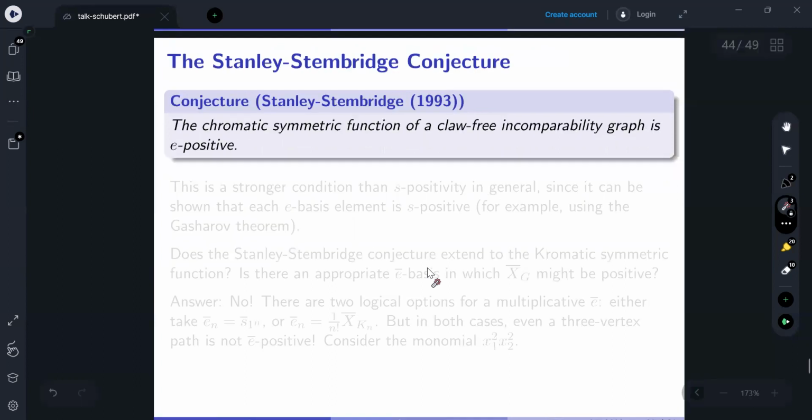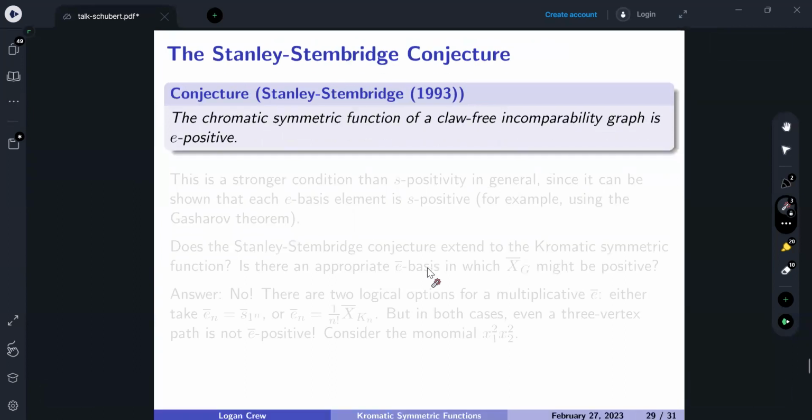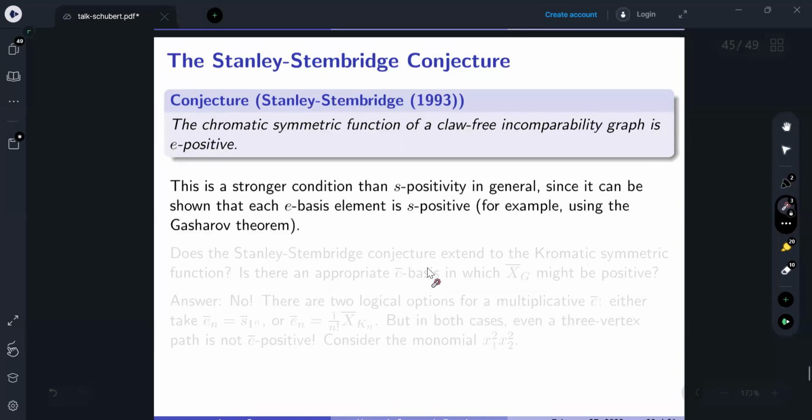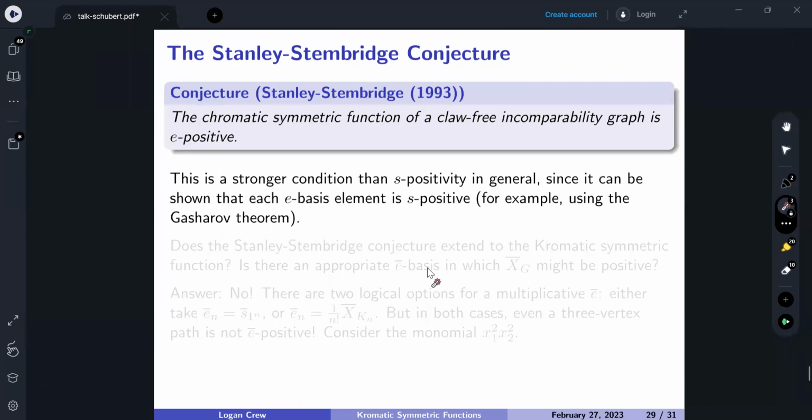And it's worth mentioning the Stanley-Stembridge conjecture, which is one of the big things that this has been coming from. This is why Gasharov believed and proved the Schur-positivity, which is that it was conjectured that the chromatic symmetric function of those same graphs is E-positive. E-positivity is a stronger condition than S-positivity in general, since each E-basis element is S-positive, for example, by the fact that we could have applied the Gasharov theorem to cliques.